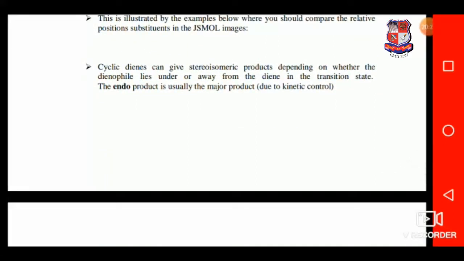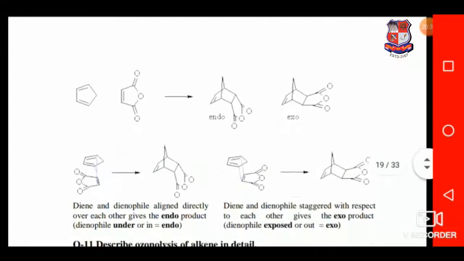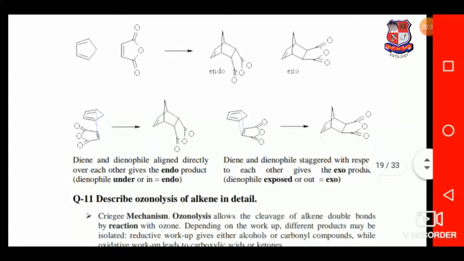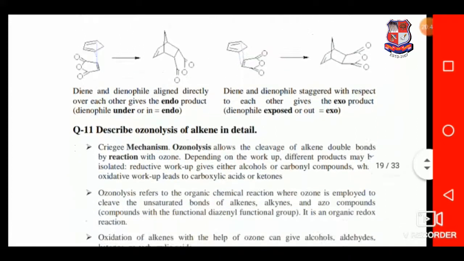Cyclic dienes can give stereoisomeric products depending on whether the dienophile lies under or away from the diene in the transition state. The endo product is usually the major product due to kinetic control. This is an illustration of how the spatial attack of the dienophile takes place to produce various stereospecific products.